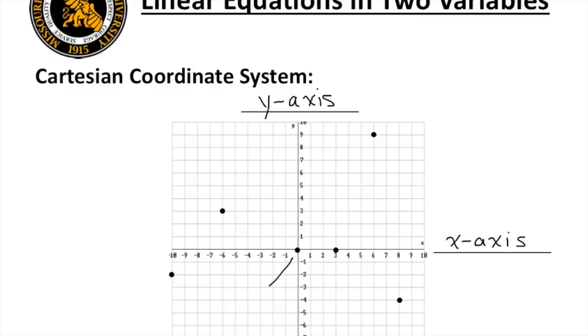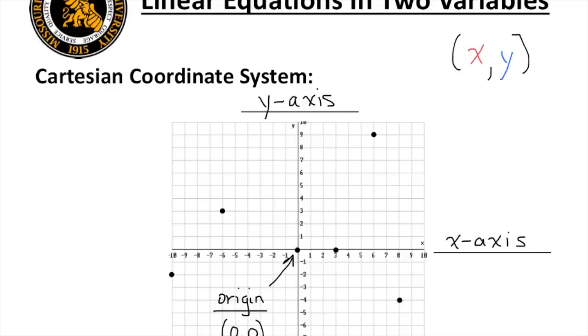The point where the two axes intersect is called the origin, and is described by the ordered pair 0, 0. Every other point in the Cartesian coordinate system is also described by an ordered pair consisting of an x value and a y value.